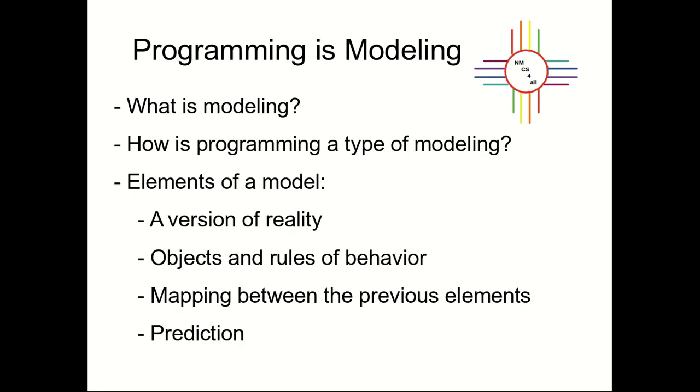There are questions that can be asked about programming and modeling. What is modeling really? And how is programming a type of modeling? We also need to consider the elements of a model. There must be a version of reality, something our system is a model of. We usually have objects and rules for their behavior, as well as a mapping between them. There is a kind of relationship between their reality, the objects, and their rules. Furthermore, there is the possibility to use these for making predictions.